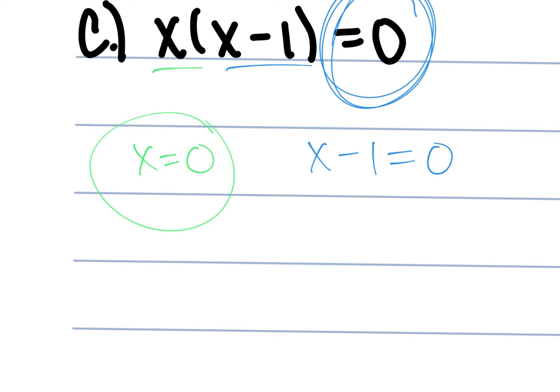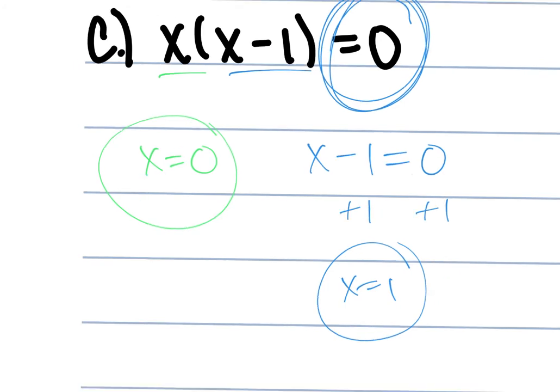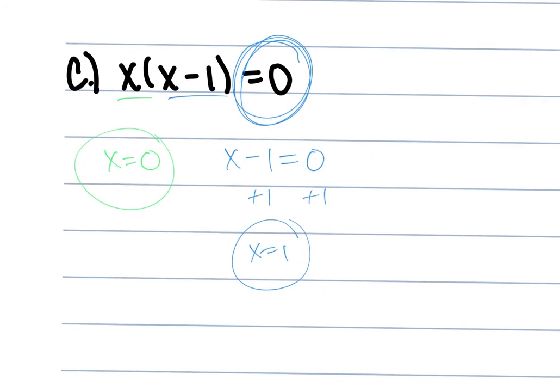And Bryson, go ahead and solve the second one. It'll be x minus 1 equals 0, so you add 1 to both sides. So it'll be x equals 1. X equals 1. These aren't so bad, are they? Okay. One more, and then I'll let you loose, okay?